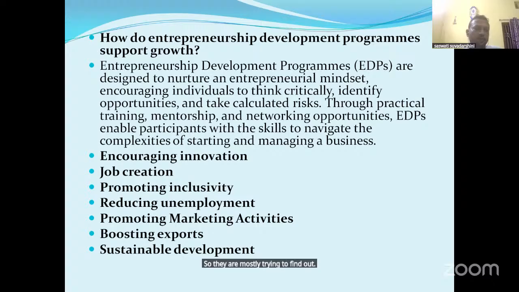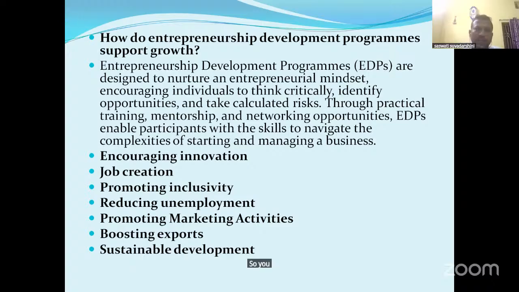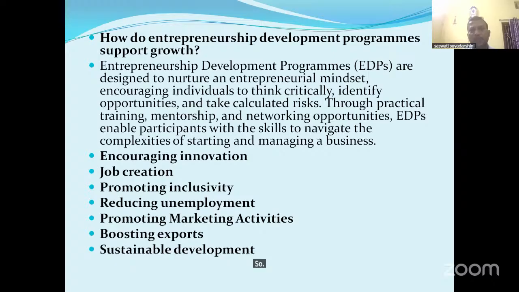See, when the number of entrepreneurs increases in our country, definitely our economic growth will be more. So you think about China, you think about Japan, you think about the US. Mostly they are in this sector, in the startup sector or stand-up sector, or they are in a big entrepreneurial area. So their economic growth is far ahead of India. So India is also on this same path. So we are trying to start more own businesses or startups. So encouraging innovation, job creation.